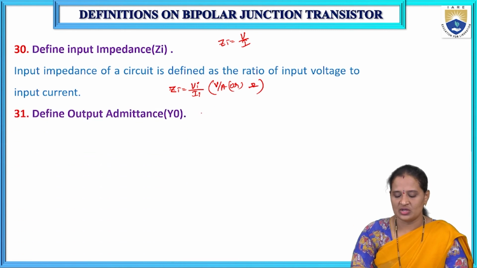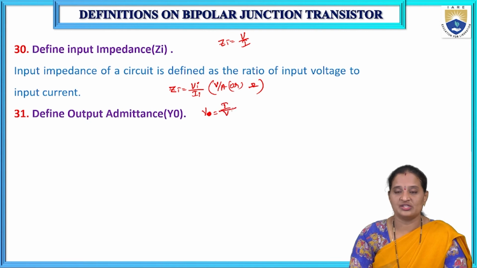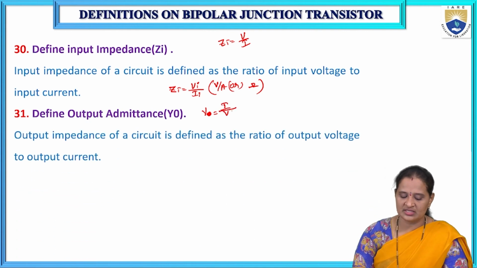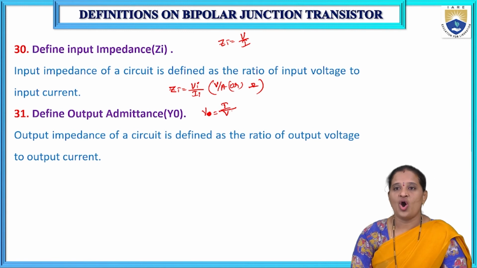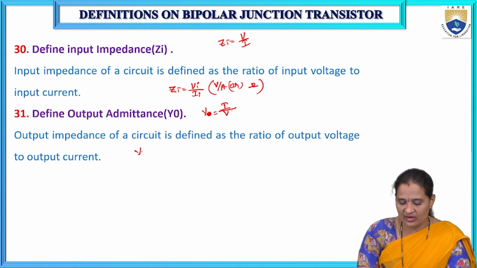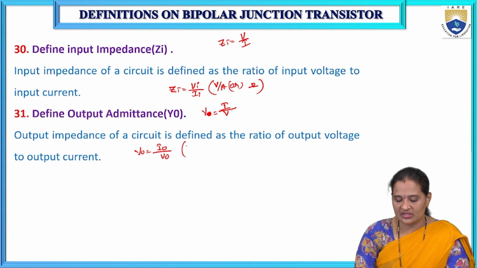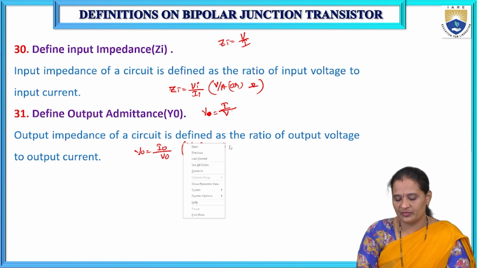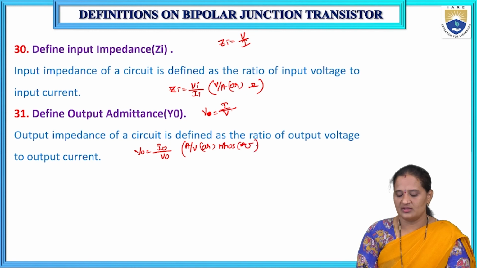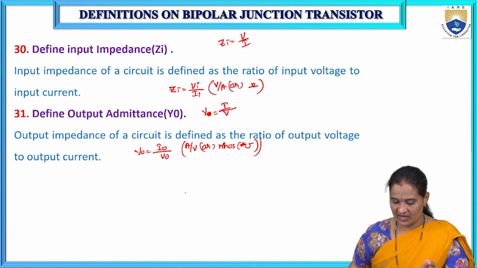Now output admittance. Admittance in general is defined as a ratio of current to the voltage. Whereas output admittance is defined as the ratio of output current to the output voltage. So that is Y0 is equal to I0 divided by V0. The units for this one are amperes per volt, or else we can also call it mhos. That is the symbol for mhos. Okay. So this is output admittance.